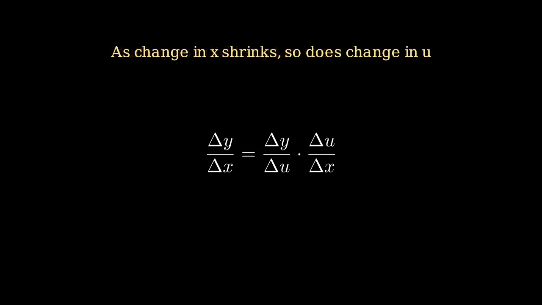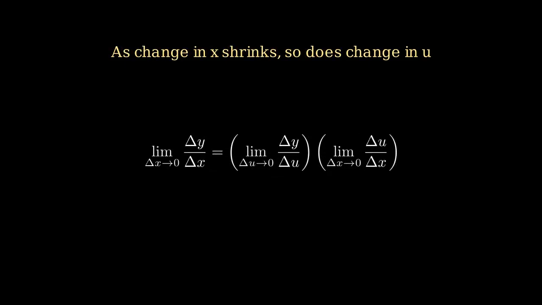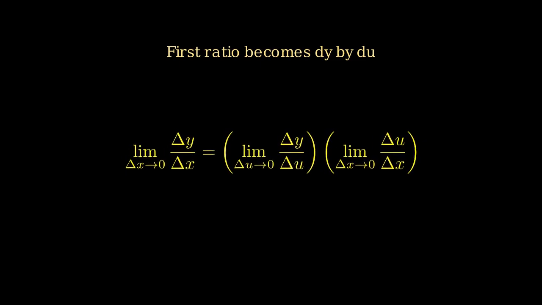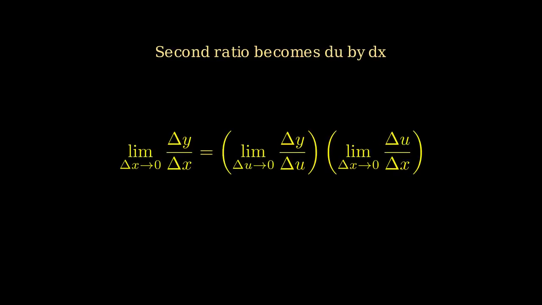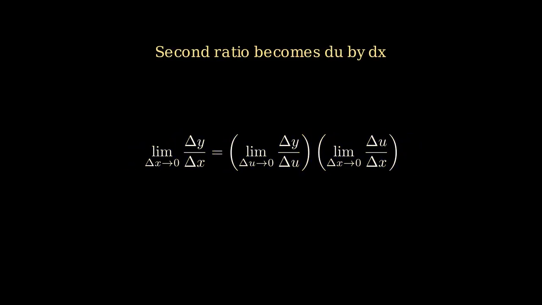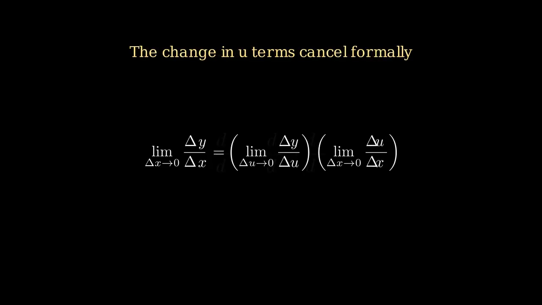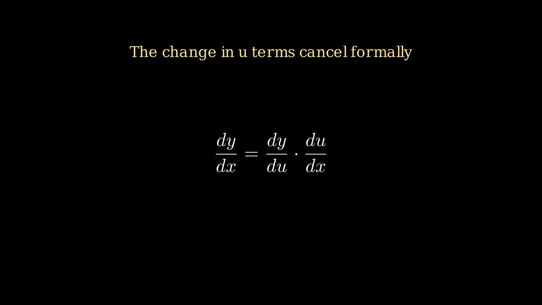Now take the limit as change in x goes to 0. Since u depends on x, this also forces change in u to go to 0, provided u is well behaved, so the first ratio becomes the limit, as change in u goes to 0, of change in y divided by change in u, which is exactly dy by du. The second ratio becomes the limit, as change in x goes to 0, of change in u divided by change in x, which is du by dx.